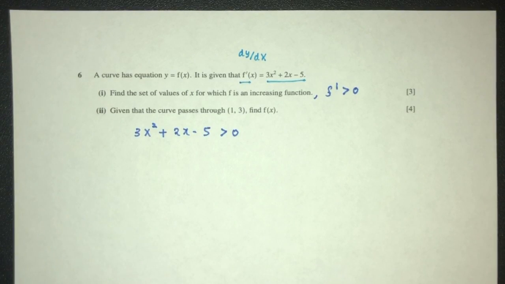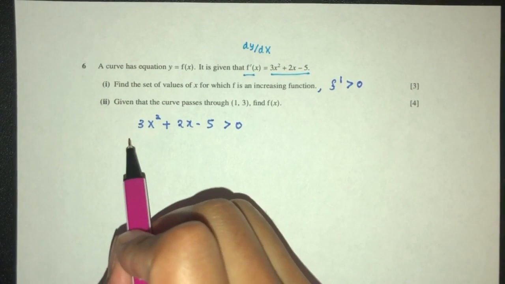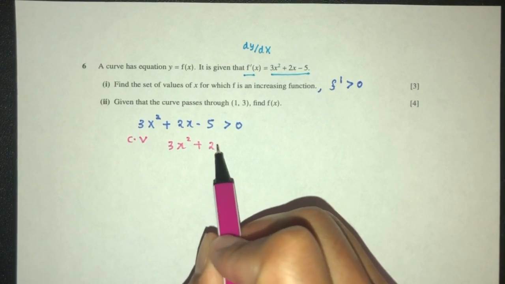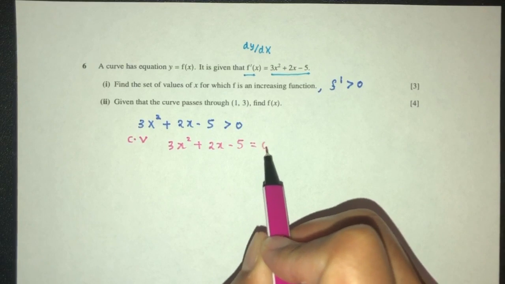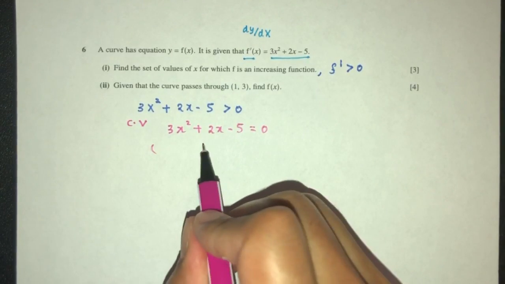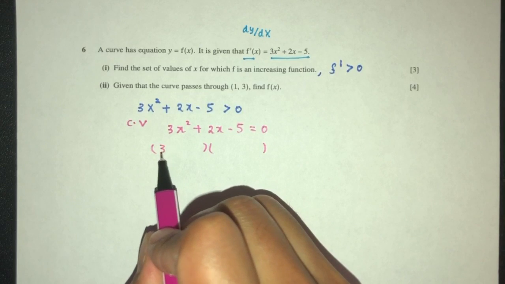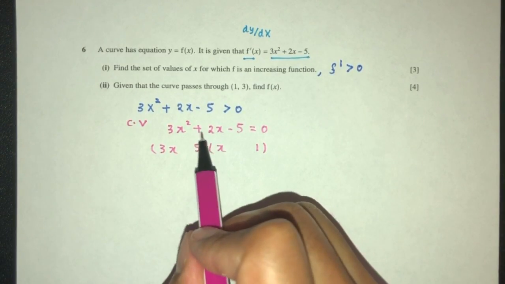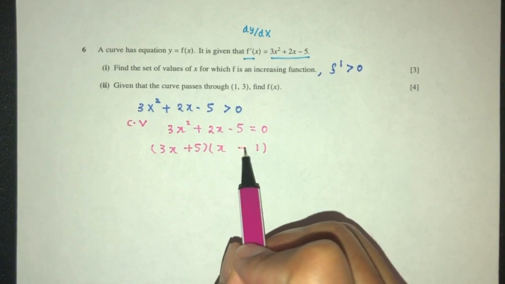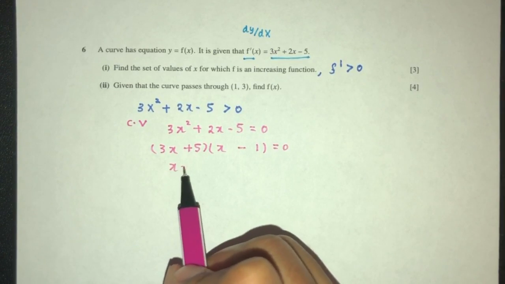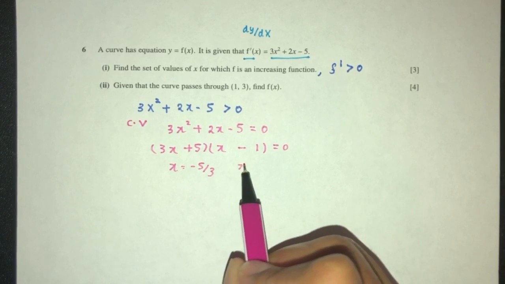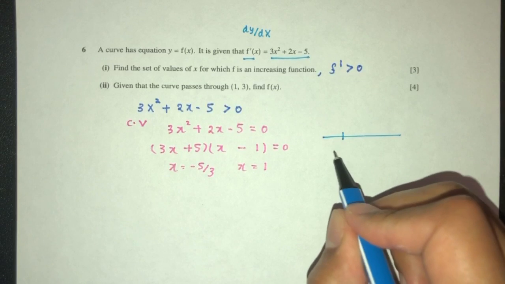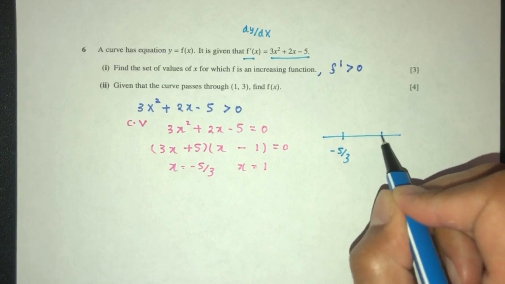Now we have solved this kind of question many times before. We can just find the critical values first. That will be 3x squared plus 2x minus 5, equate that to 0. Then we can factorize. That will be 3x times x, 1 times 5. To get plus 2, we have to have plus 5 and minus 3. x will be minus 5 over 3, x will be the value of 1. That will be minus 5 over 3, value of 1.